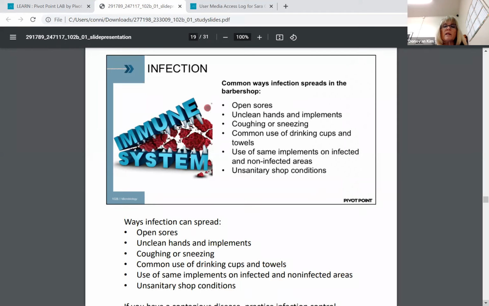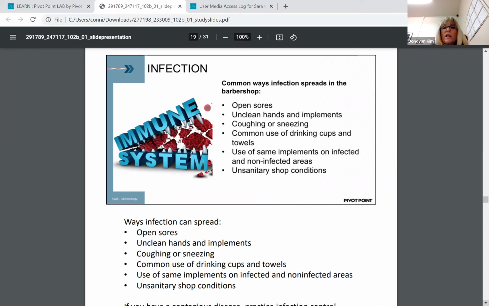Okay, unclean hands and implements. Again, you don't clean your clippers after you went over that guy's broken ingrown hair, and you use it on the next person, and you don't sanitize your hands in between right there. Coughing or sneezing. Yeah, that happens. Common use of drinking cups and towels. I'm not so sure about the drinking cups being used, but towels, if you don't get a clean towel after each person, could happen. Use of the same implements on infected and non-infected areas.